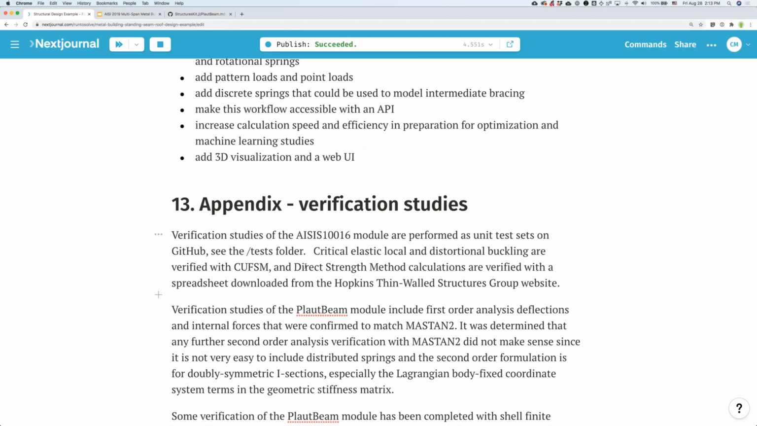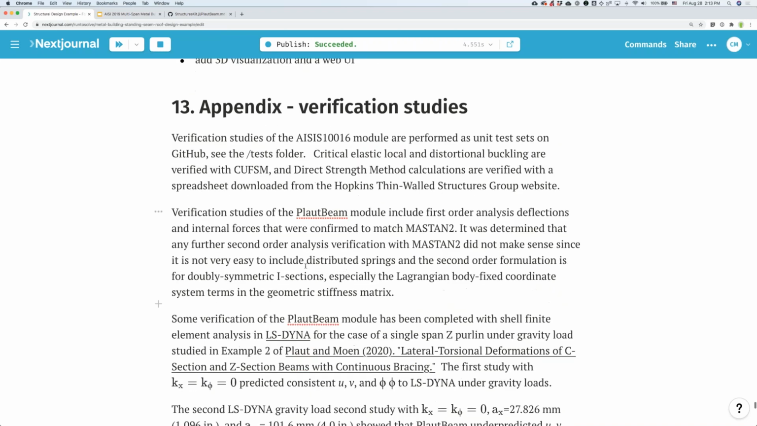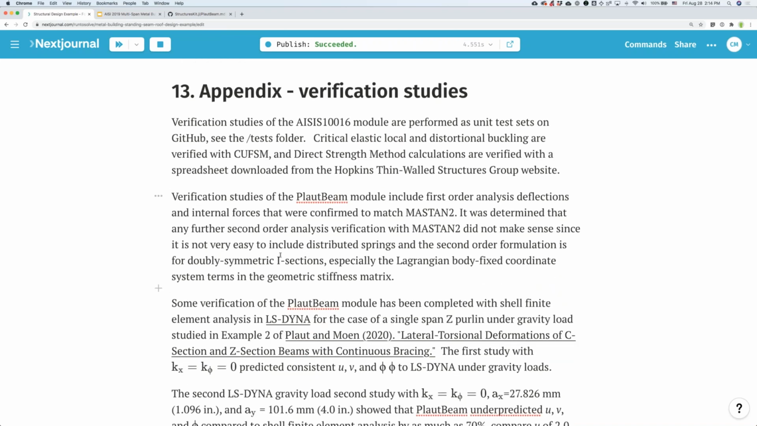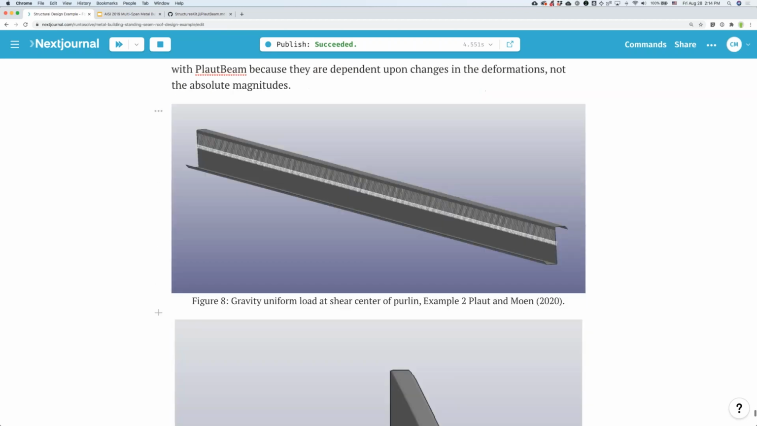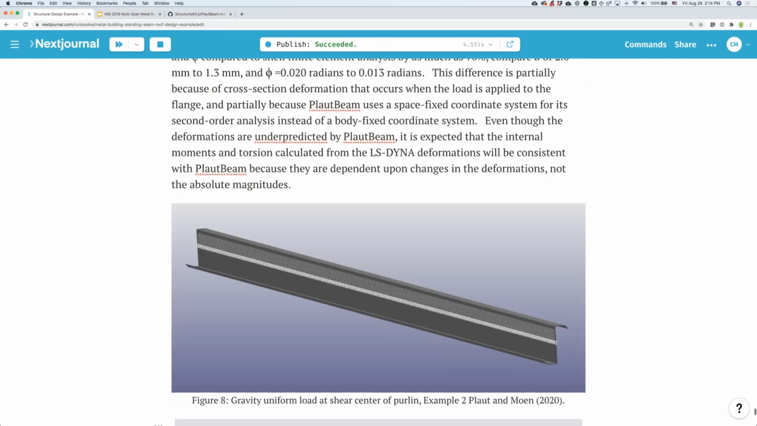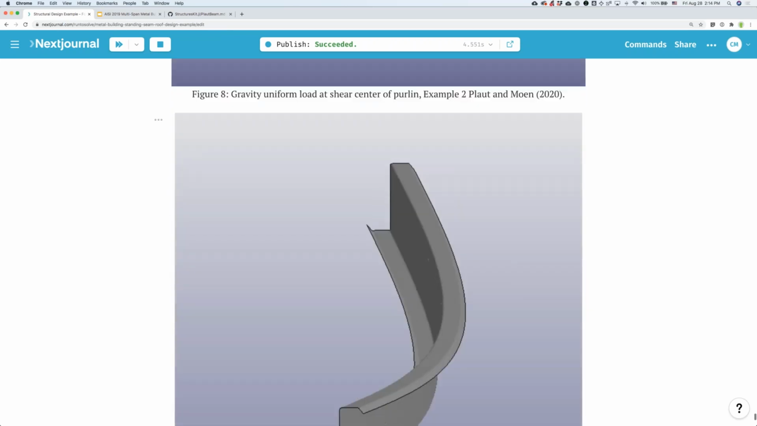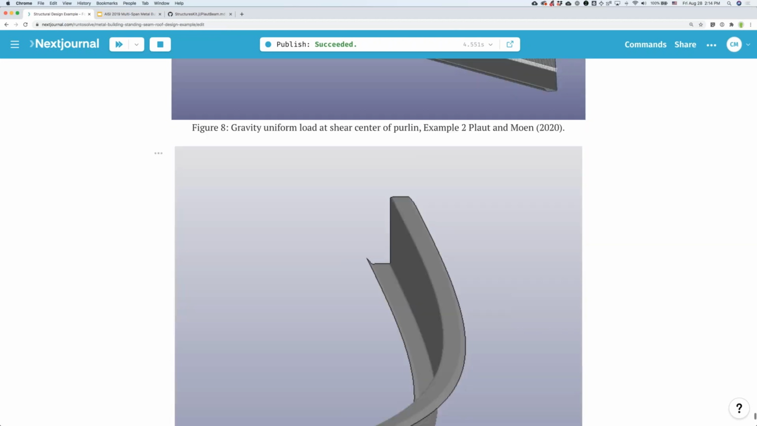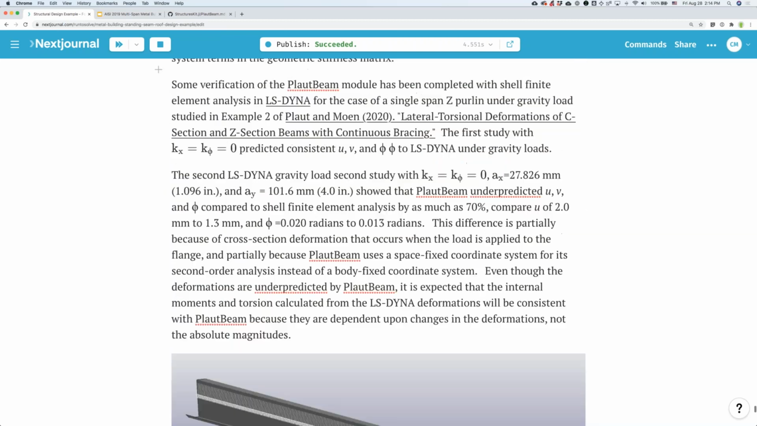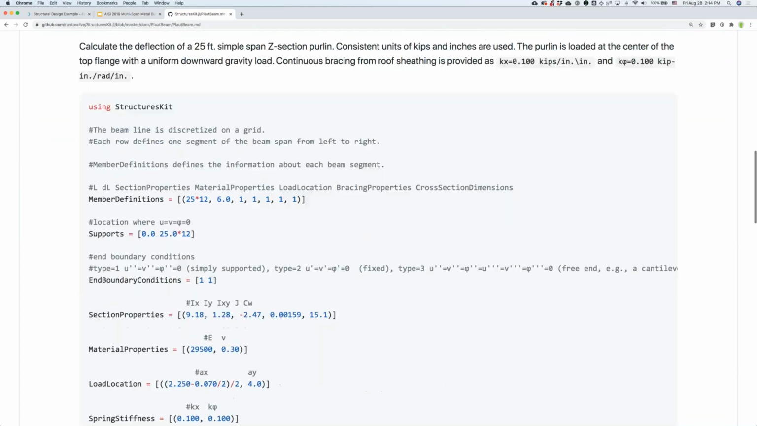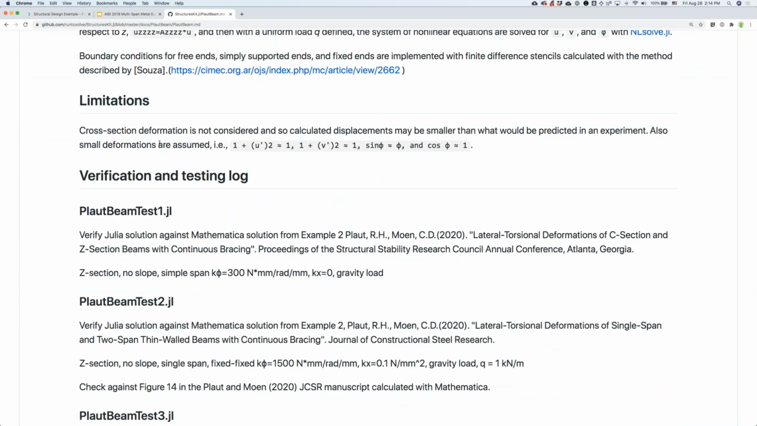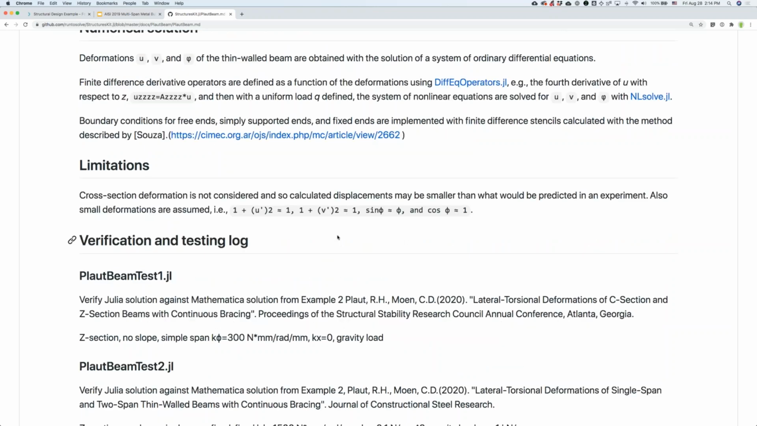All right, I'll just talk a little bit about verification studies. I've documented quite a bit here, but overall, I've done a fair amount of validation, including thin shell finite element studies to verify the deformations that are predicted by the solution of the differential equations. There are some differences and some limitations that I note here. For example, cross-section deformation is not considered, so you may get more displacements if you consider cross-sectional deformation along with beam bending.